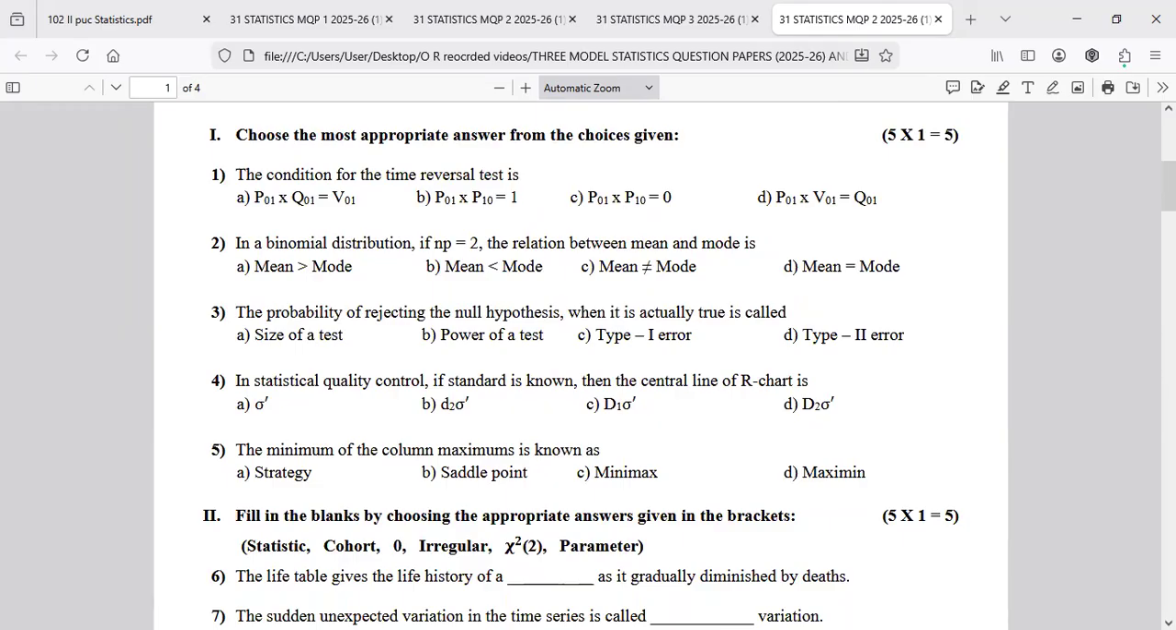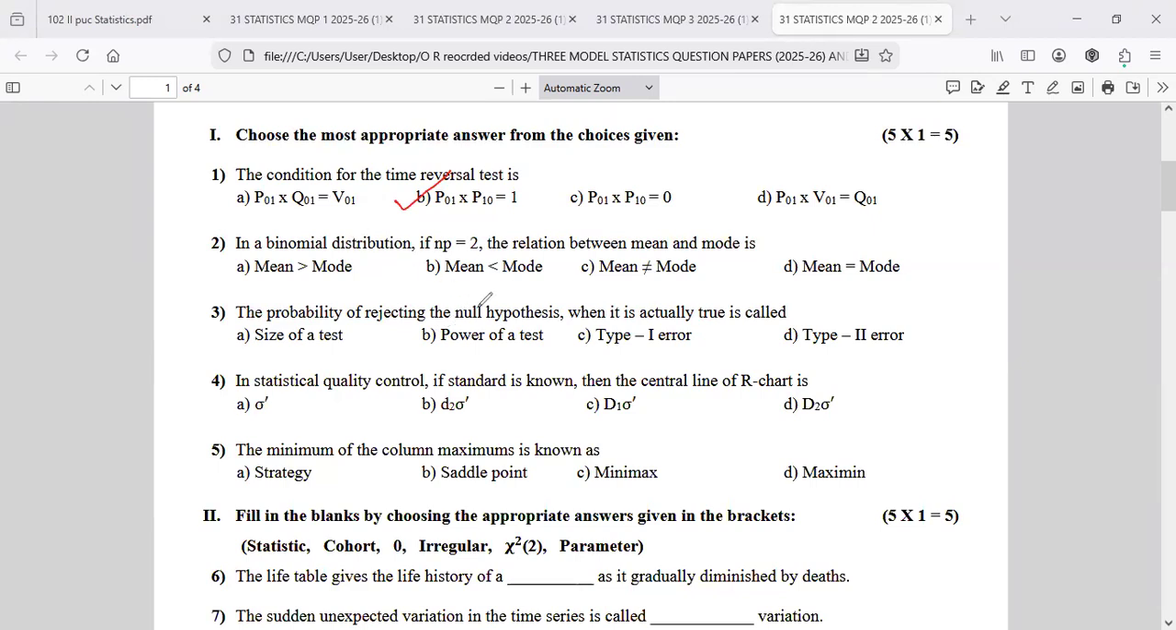Okay. The question number 1 comes from vital statistics, sorry, index number. Look at that here, changes happen. The condition for time reversal test. So number of options are there. Let me check. The second one is okay for you. P01 into P10 is equal to 1. Correct? Yes.